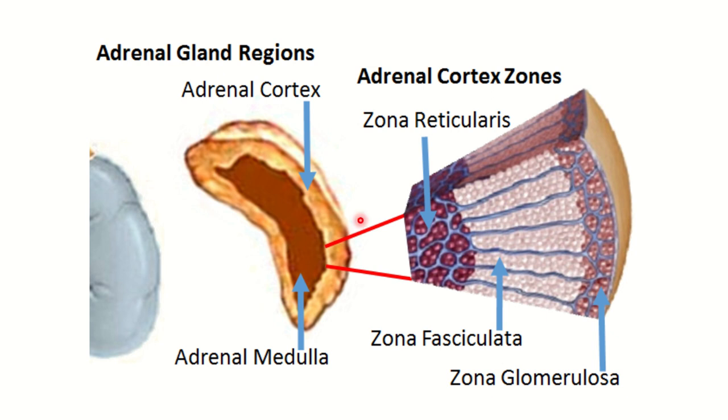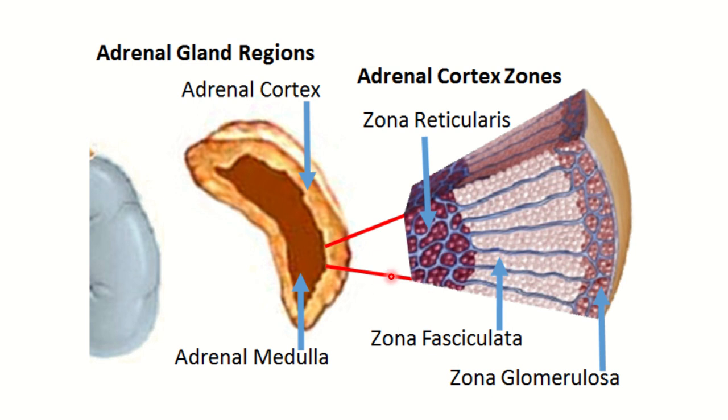Then the adrenal cortex, the yellowish part, is also divided into three parts. Here we can see the most outer part, which is the zona glomerulosa. Then the middle part of the adrenal cortex is known as the zona fasciculata, and the most inner part is the zona reticularis.